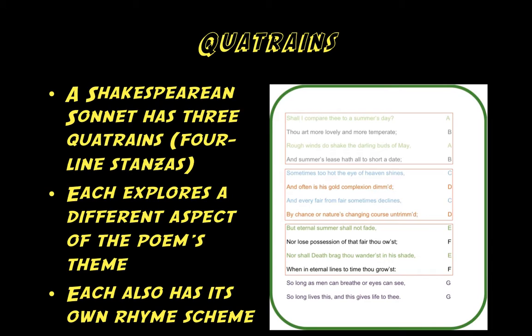Now, when we say that it explores a different aspect of the poem's theme, we can introduce the theme in one, talk about one perspective in another, and talk about a completely different perspective on another, so we get this very balanced view of it, kind of like an essay where each body paragraph talks about a different supporting idea. It's kind of like that. And again, they also have their own rhyme schemes. So you have A, B, A, B, and then C, D, C, D, and then E, F, E, F, just like that.